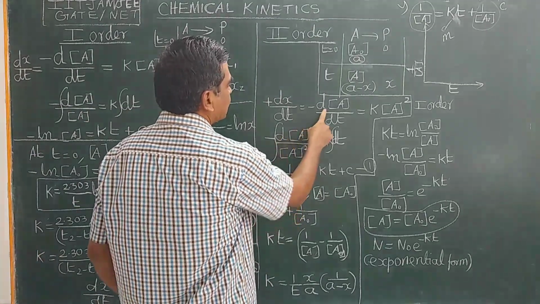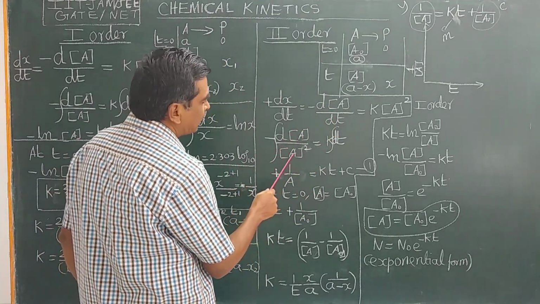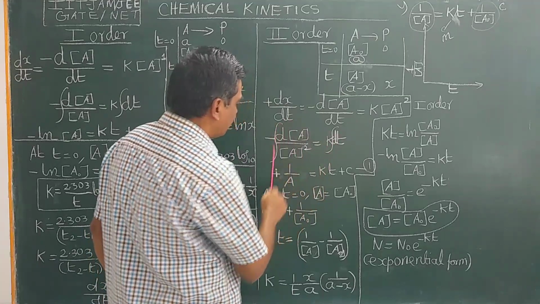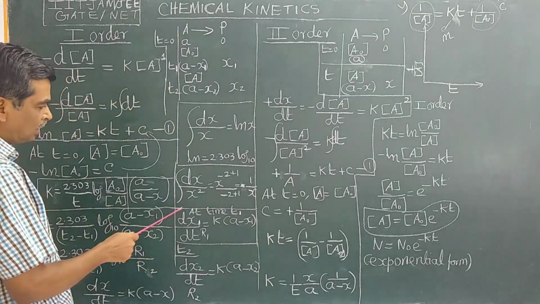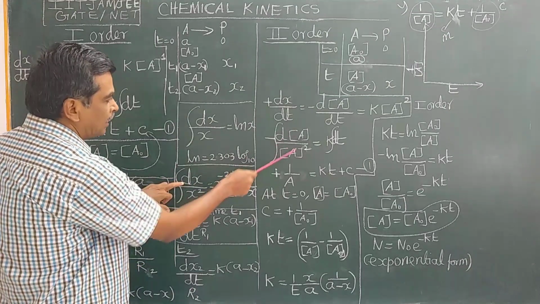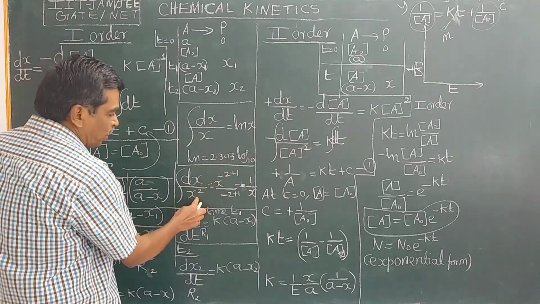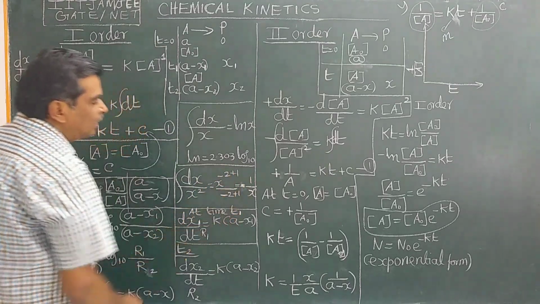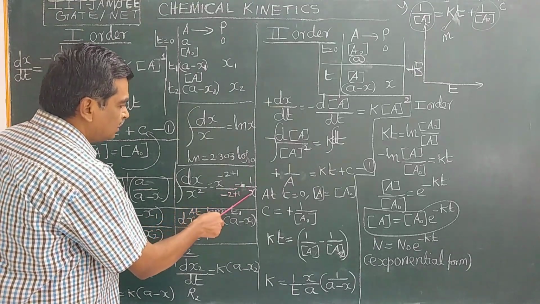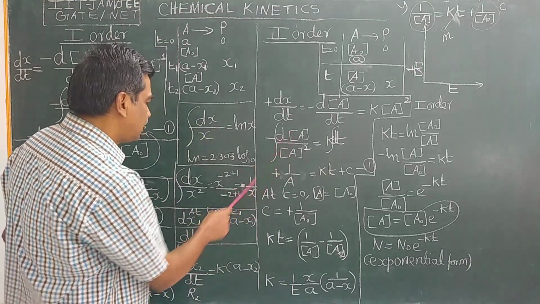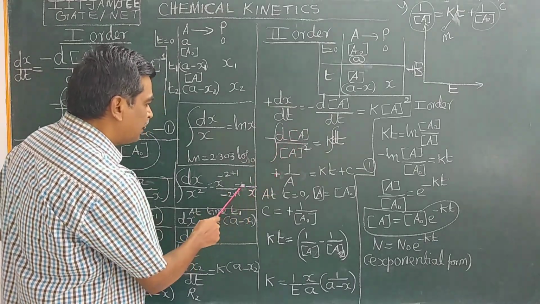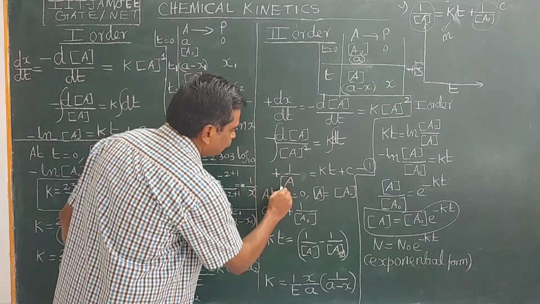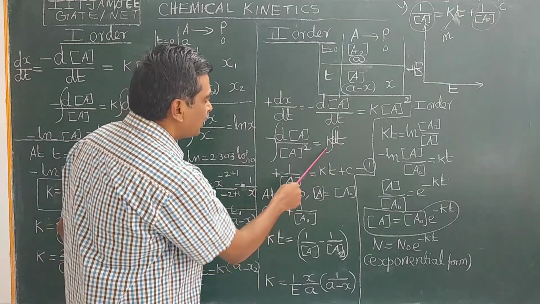Therefore, on rearranging, minus dA by dt divided by A squared, we bring down here, equals K dt. On integration, there is one formula: the integral of dx by x squared equals x to the power of minus 2 plus 1 divided by minus 2 plus 1. This is an integration rule, therefore it equals minus 1 by x. Here x is nothing but A, and since you already have a minus, it becomes plus 1 by concentration of A, equal to Kt plus C.